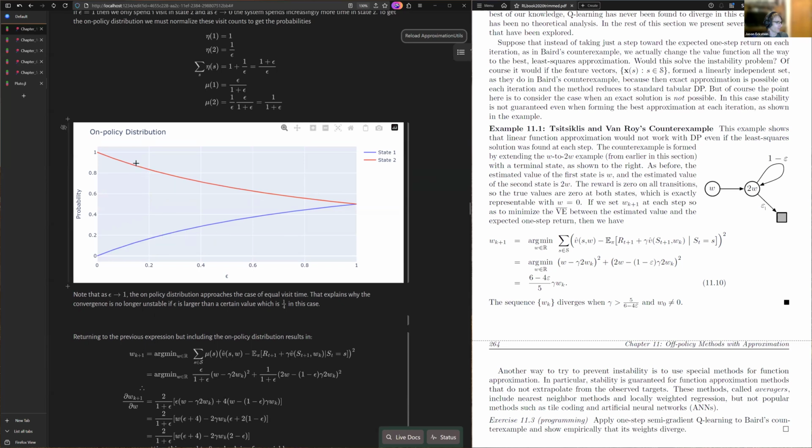We can see here that is to the left of this line where these state visit probabilities are getting more and more different from each other. And there's some point at which they're so different that this gradient update no longer works. Or, at least it's no longer converging to anything, because this is not actually minimizing the value error. It's minimizing something that really has no relevance, because the only situation in this problem where the states are equally visited is when epsilon is 0.